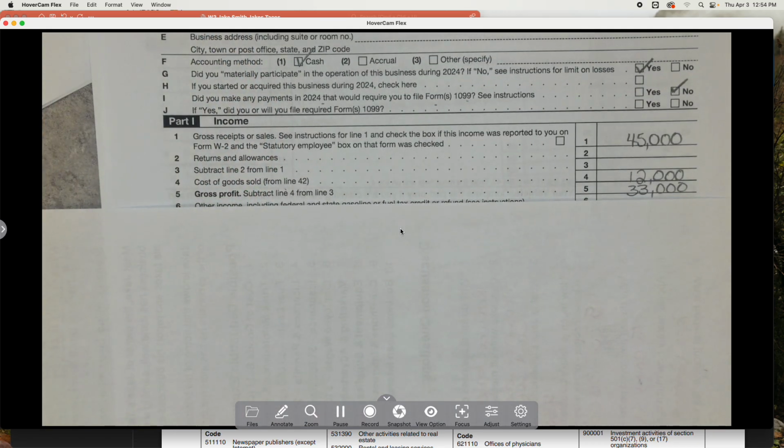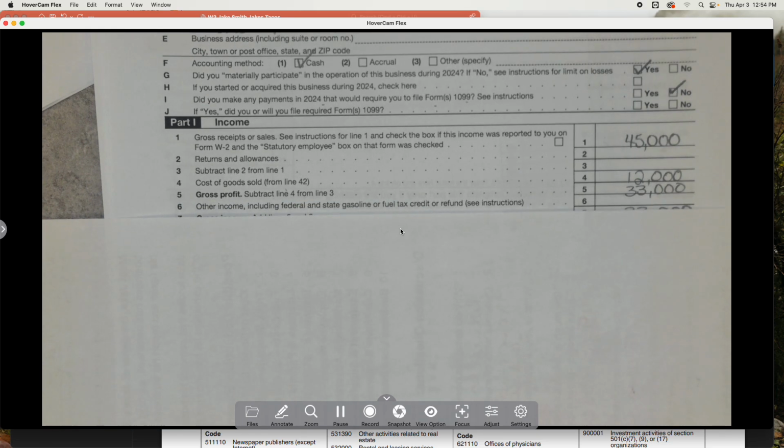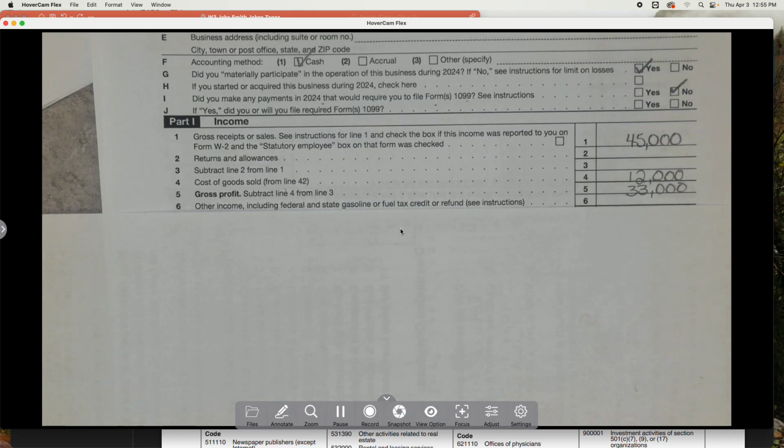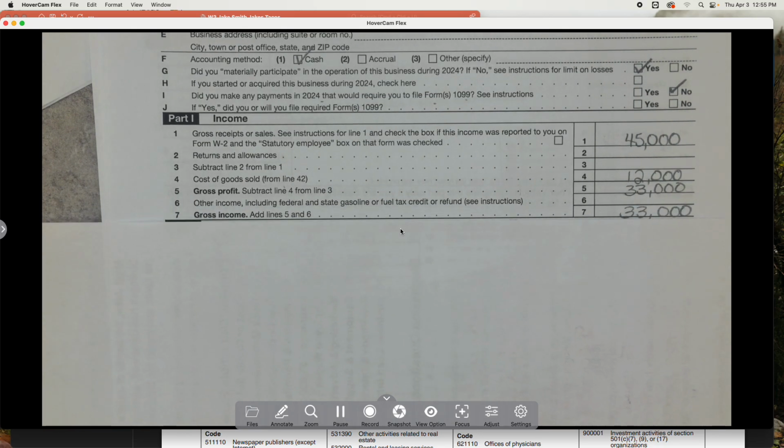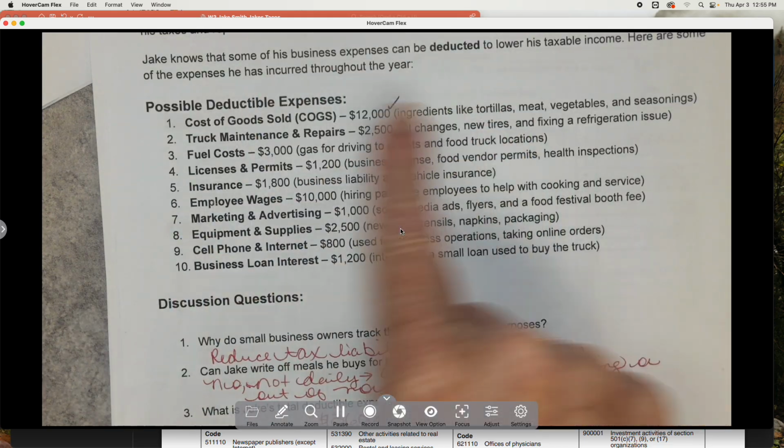So we're going to put $12,000, and then 5 is going to be our gross profit, which we're going to subtract $12,000 from $45,000, which is going to give us $33,000. So that is going to be our gross income. Now, our expenses. These are all of our expenses.